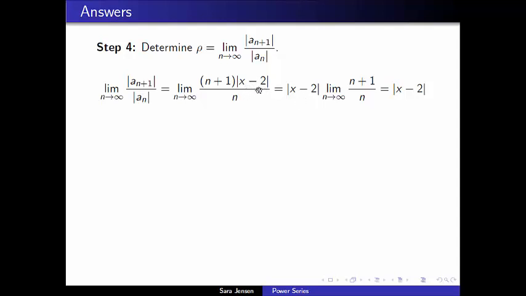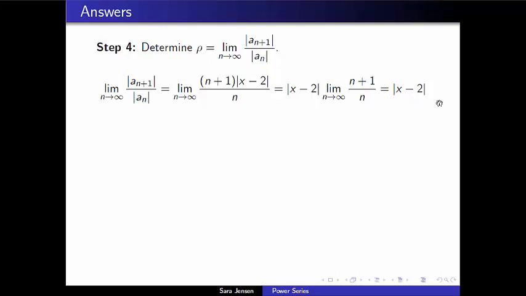Since the x minus 2 doesn't involve the n, I want to move it to the front of my limit sign as though it's a constant. Once we've factored out this absolute value of x minus 2, our limit gets easier to think about once again, and either through L'Hopital's rule or an end behavior model, we see that this limit has a value of 1, and so the rho from step 4 is the absolute value of x minus 2.